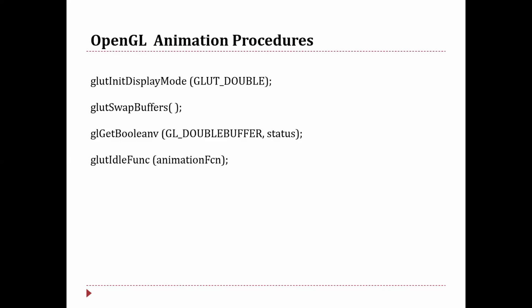Now, for a continuous animation, we could also use the glutIdleFunc. This procedure is continuously executed when there are no display window events that must be processed. That means this function is executed continuously when there are no other events to be processed. In order to disable the glutIdleFunc, we set its argument to the value NULL. So this will disable the glutIdleFunc for us.